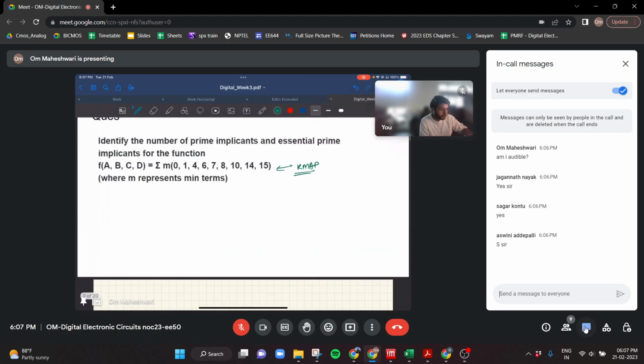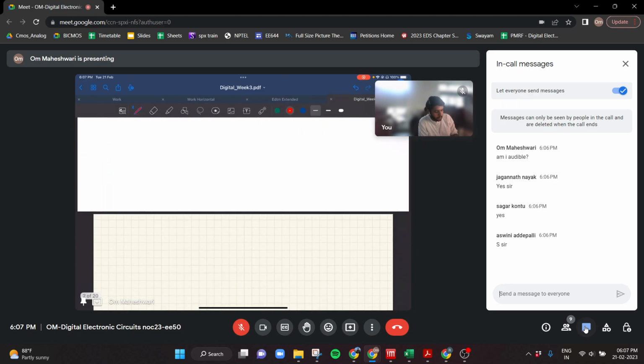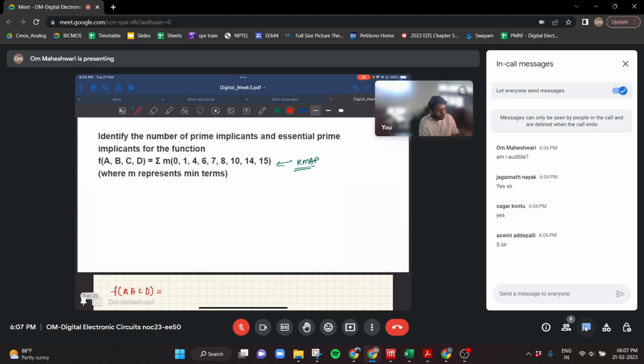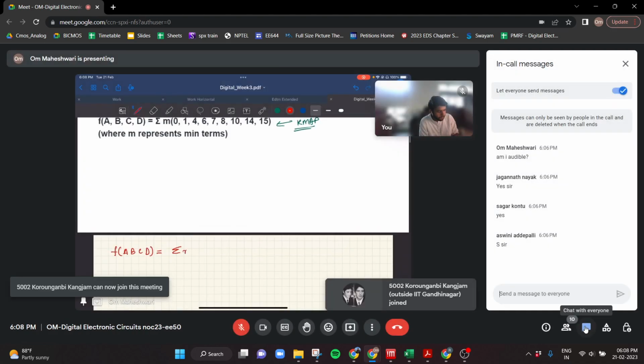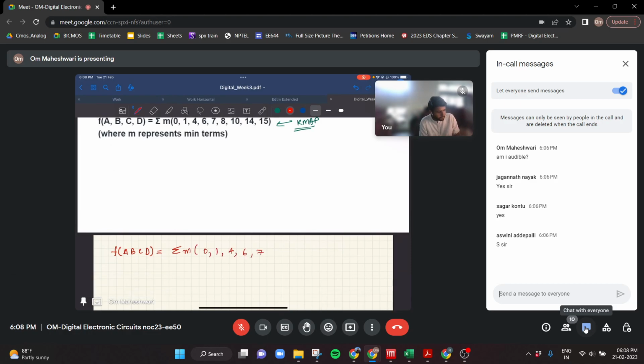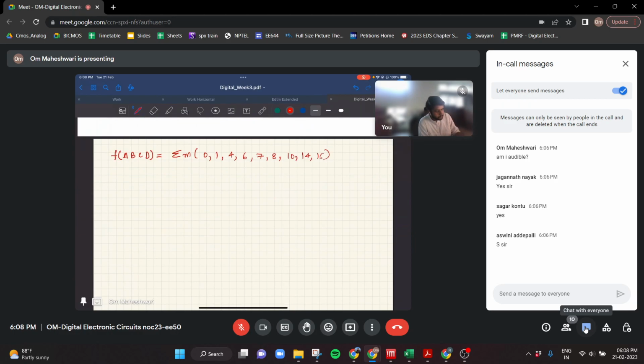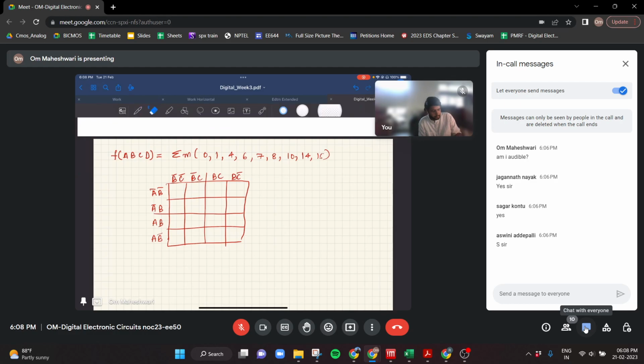So I suggest you can draw with me. So what we have is f(A, B, C, D) equals. So it is a four variable function. So let us make a four variable K-map. So let A bar B bar, B, B, A, B bar.